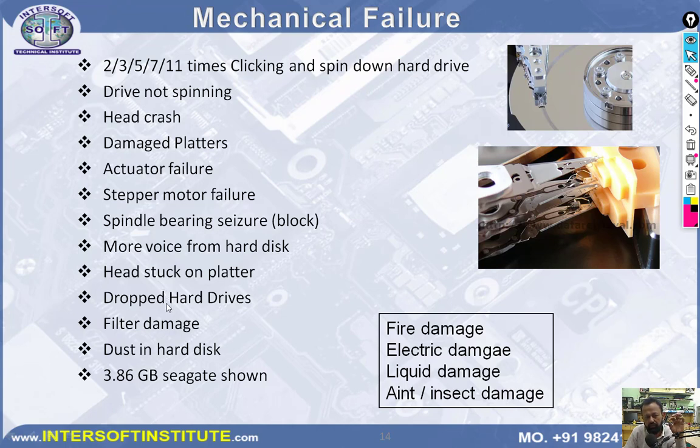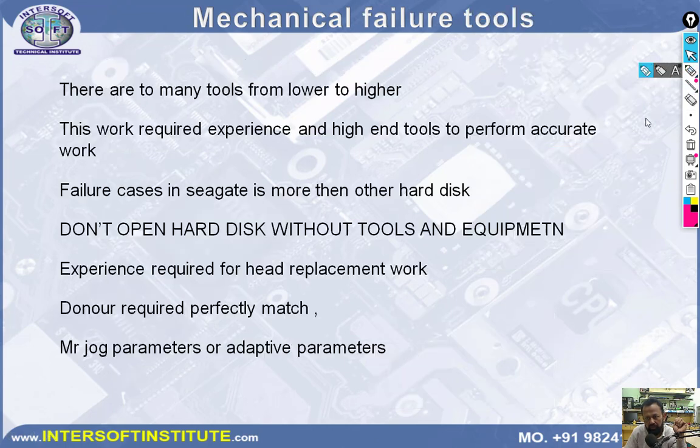Dropped hard drive, filter damage, 3.86 or 128 GB showing in the Seagate hard disk. Fire damage, electric damage, liquid damage, these are all mechanical failures. In this condition, we want some basic tools to do the data recovery. These tools also range from lower to higher. If you have a lower tool, its success ratio will be lower. With a medium tool, the ratio will be 70%. With a higher tool, it may go up to 90% accuracy.